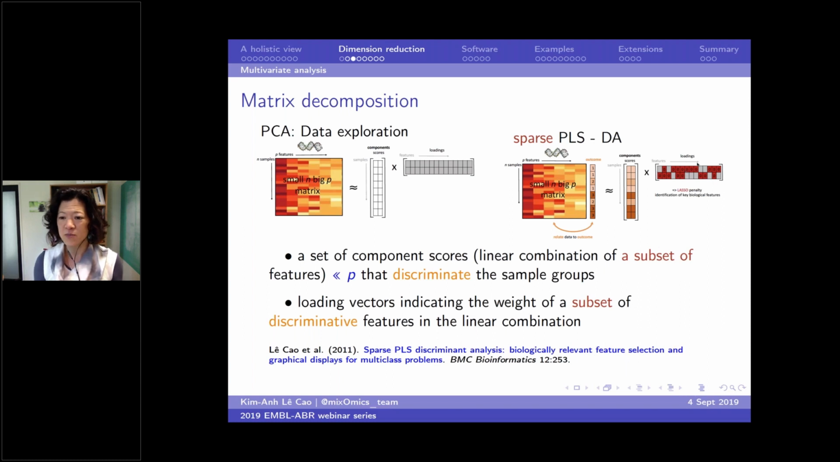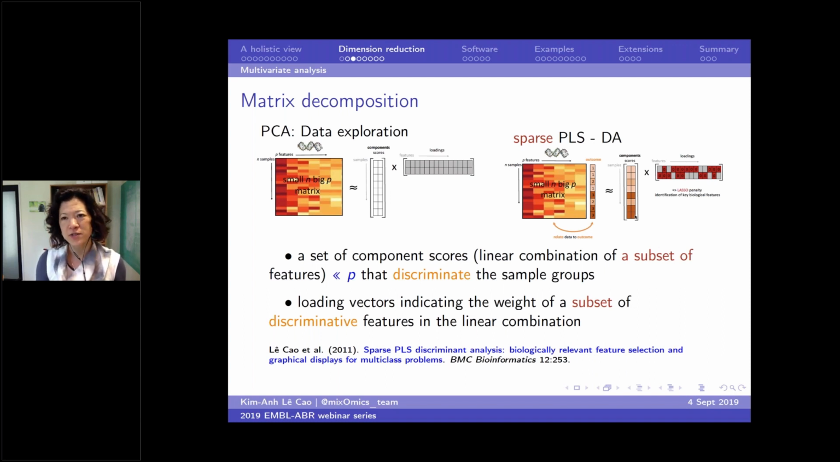So that means that based on those loading vectors, I'm able to say that, for example, there are 4 genes here that are important to define my first component. And that first component is trying to explain the difference between my sample groups. Then there are some other 6 genes here that are important to define my second component. And that second component also helps to further discriminate my sample groups.